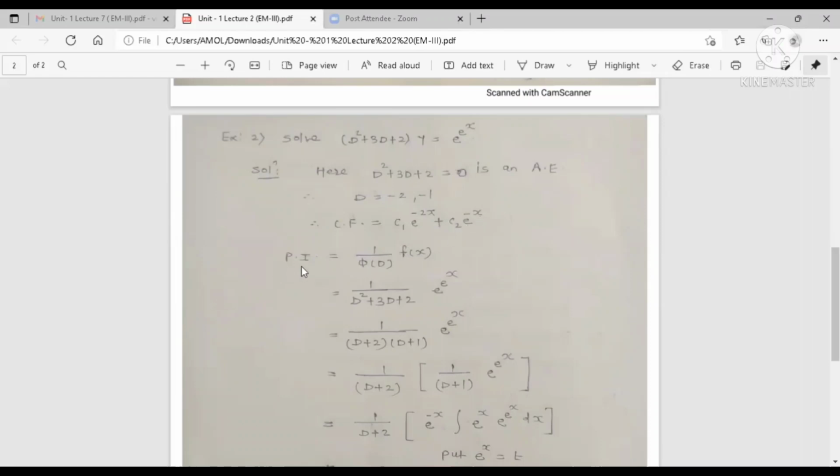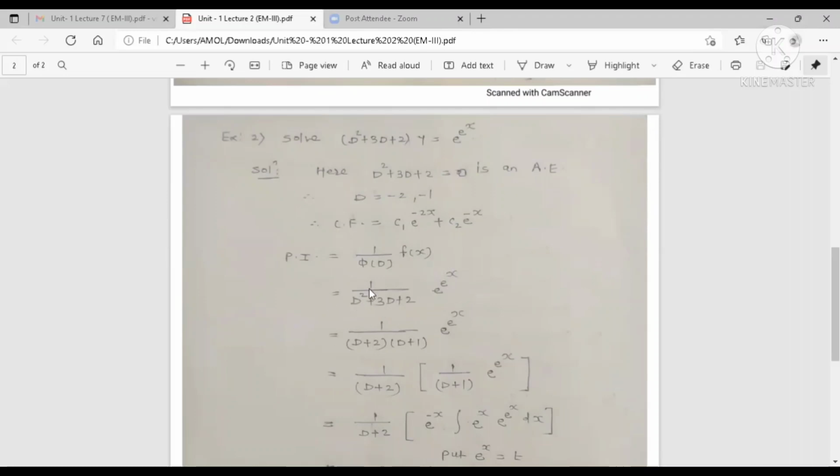Now the PI for the function here, the function is e to the power x. Now the formula for PI is 1 upon phi of D into f of x. So your phi of D is here D square plus 3D plus 2. So right here, 1 upon D square plus 3D plus 2 into f of x. F of x is the function e to the power x.